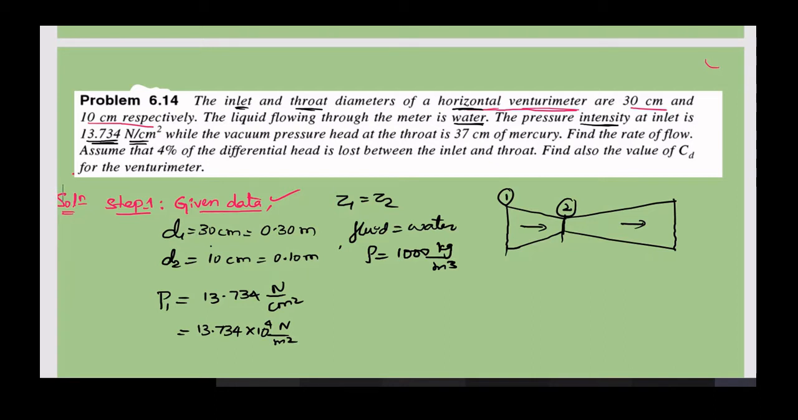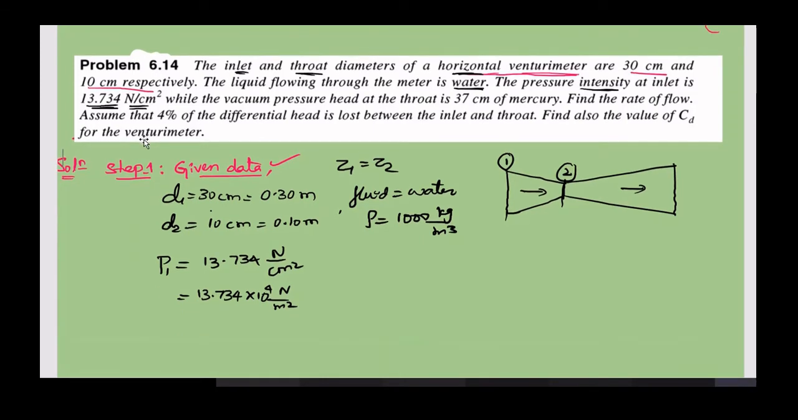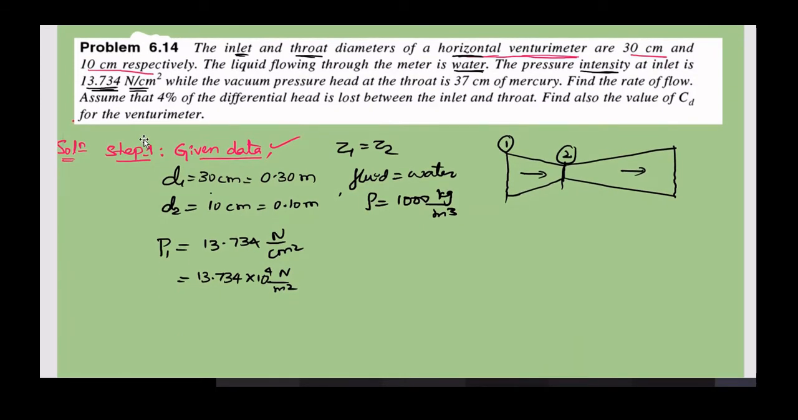So don't get confused with the word intensity and don't take it as pressure head, because the unit is not meter. If the unit is meter, you could have taken it as pressure head. Next line, while the vacuum pressure head at the throat is 37 centimeter of mercury. So now the unit is centimeter, meter, mm. All these are units of length. So here it is in terms of head. Vacuum pressure at the throat. He has particularly given the word throat. So throat pressure is represented by the letter P2. But the unit is 37 centimeter of mercury.